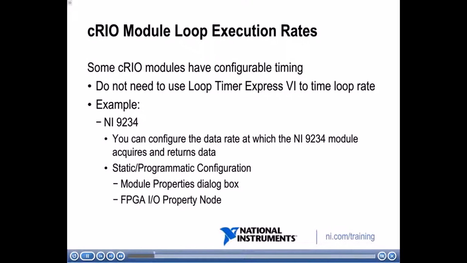You can do this using a static dialog box. You can open up a dialog box for the module properties and set the data rate there. That will set the acquisition rate at which the module will acquire data. You could also do this programmatically using an FPGA I/O property node, and we'll talk about both of these.